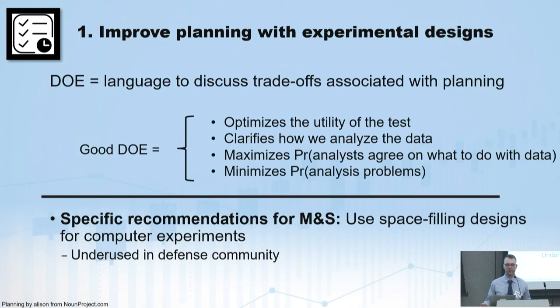If you do a good design, you get a lot of extremely good things. Good design optimizes the utility of a test. It clarifies how we are to analyze the data. And through that clarification, I would call this meta-analysis, probabilities occur. You maximize the probability that analysts agree on what to do with the data, and you minimize the probability that you run into an analysis problem. Good DOE means we see a design, we agree on what we're going to do with the data from the design, and we minimize disagreements. We minimize problems. Design informs analysis. So that's really, really critical.